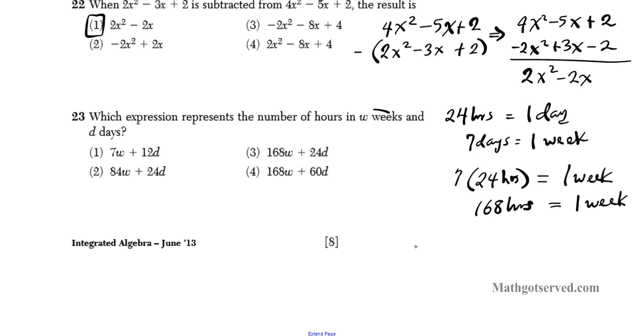Now, we can do it one at a time. So if 24 hours equals 1 day, then what if you have D days? What do you do to this to get to that? Well, you multiply this 1 by 24 in order to get the number of hours. So for D days, all we'll simply do is multiply this number of days by 24. So it's going to be 24D hours for D days.